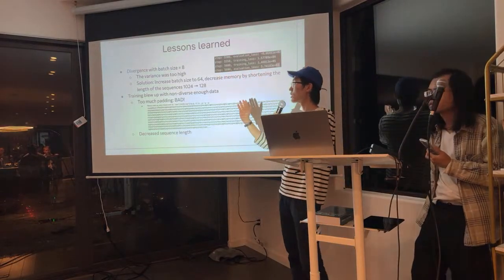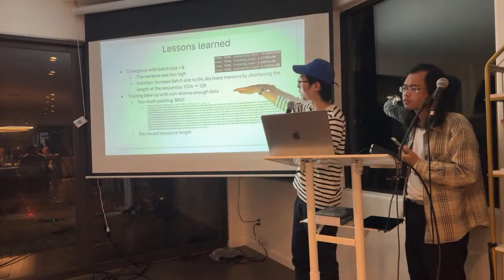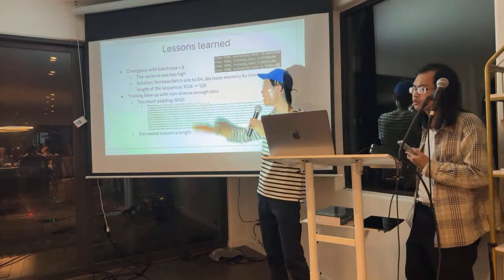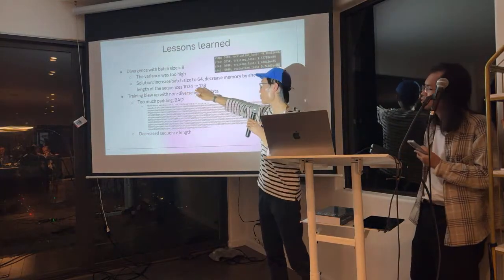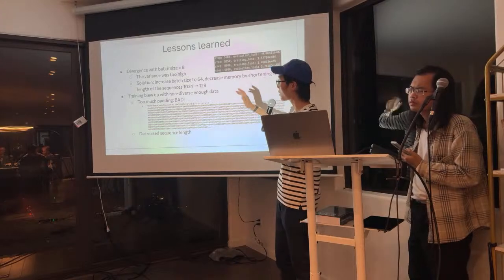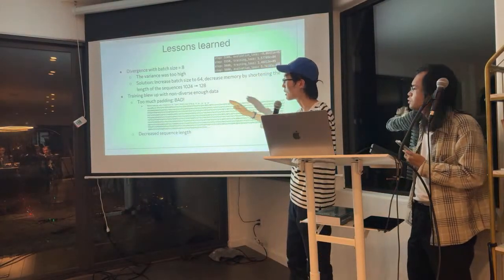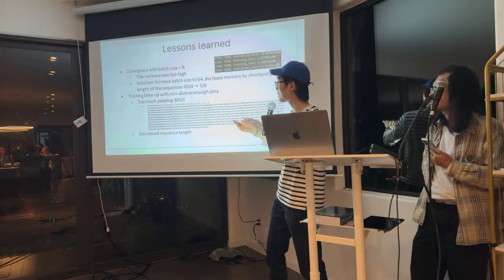So the solution is you can increase the batch size, but to fit in the RAM, you have to decrease the memory by shortening the length of sequences. And so we truncated all the sequences from 1024 to 128. This has a dual function because the sequences have to have the same length. That's how it works with discrete diffusion.